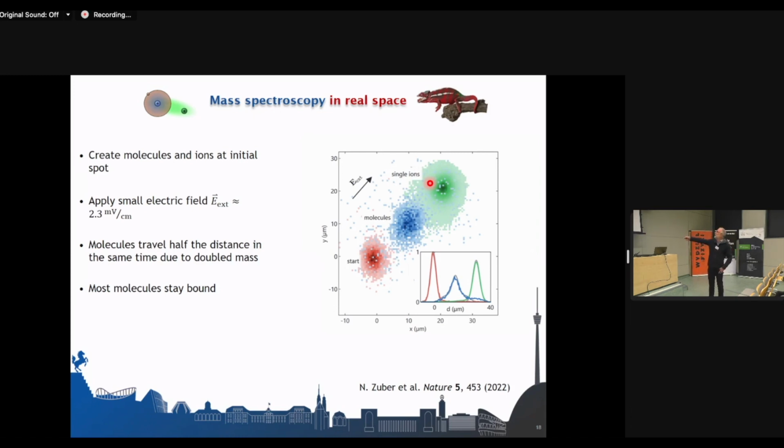Yeah? So if you apply a force, the molecules will just move half the distance. Yes. So this tells you that at 2.3 millivolts per centimeter, the bond is still existing, and the ion is dragging the Rydberg atom behind. That's the blue signal here. Yes. So this is a bound system, which you can observe in real space with your microscope.